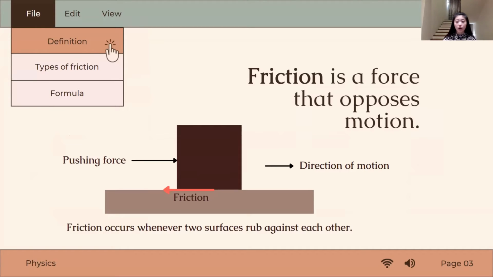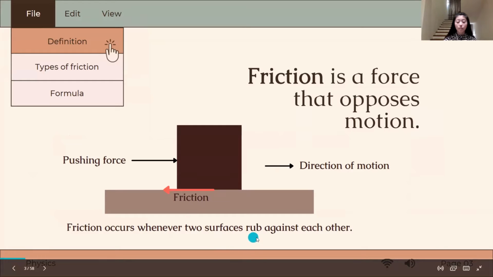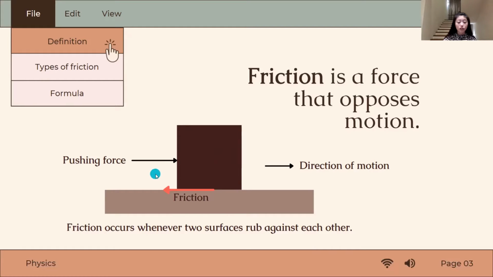Friction is a force that opposes motion. Friction occurs whenever two surfaces rub against each other. For example, we have a box on the surface of the floor, and we have a force pushing the box to the right. So it makes the direction of motion of the box to the right. And remember that friction is always opposite to motion. So if the motion is going to the right, the friction is going to the left. And this is a whole figure that helps you to get a better understanding.